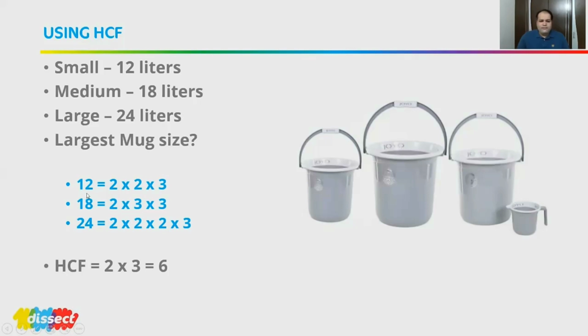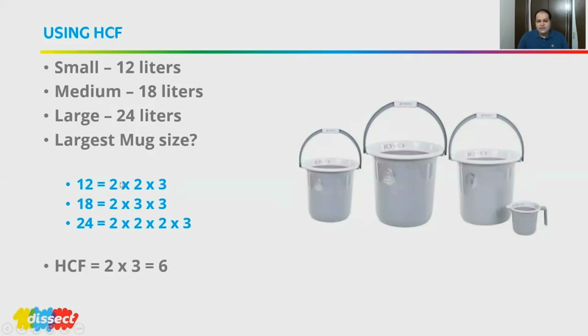So 12, we can factorize it into 2 into 2 into 3. So these are all prime factors. You can always find the prime factors using the prime factorization method. In this video, we have skipped it for the sake of time and for the sake of quick explanation, but you need to follow that method to find out these factors. Same way for 18, we would get 2 into 3 into 3. And for 24, we would get 2 into 2 into 2 into 3.